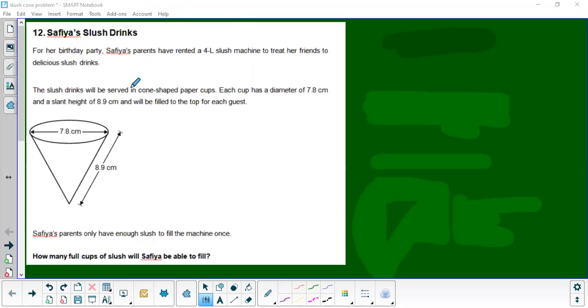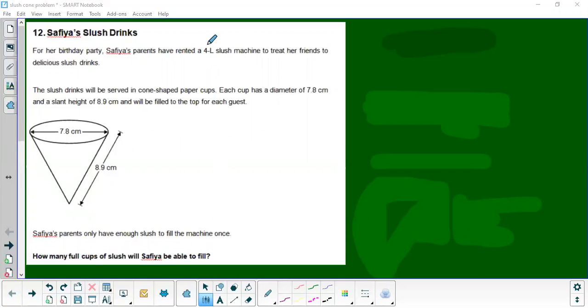So here's a question from an old exam. Basically, we have 4 liters of slush and we have to make these cones. How many can we make with 4 liters of slush for the birthday party here? So how many cups of slush will Safiya be able to fill?